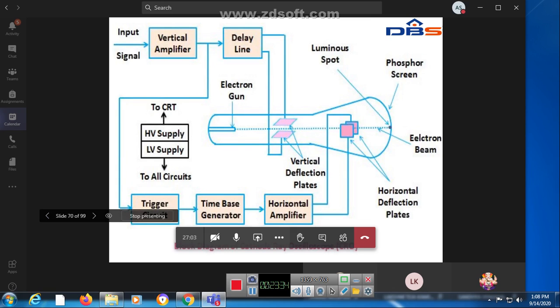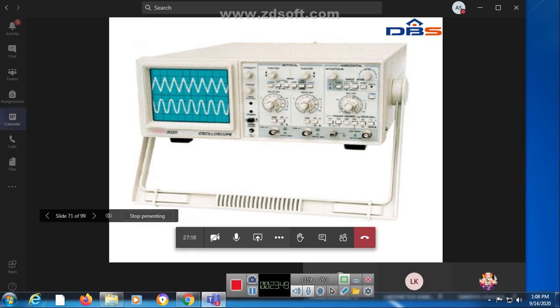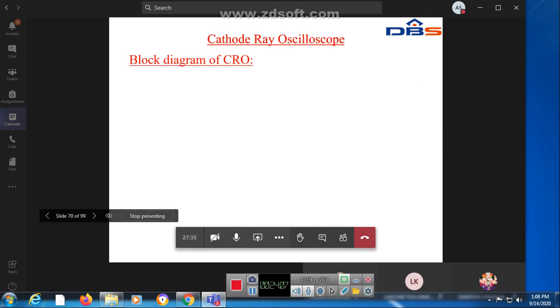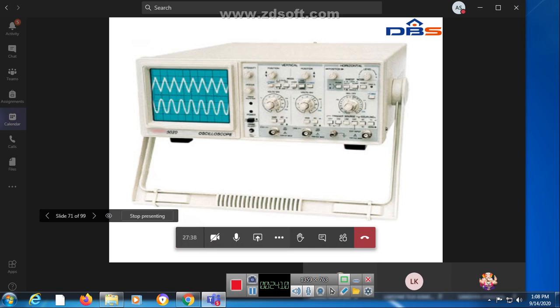Coming to it, the electron gun emits the electrons. Electrons are nothing but some amount of charge. Whenever they reach the vertical deflection plates, they move up and down, and at that time you get the signal on the vertical axis. When the signal comes to the horizontal deflection plates, it moves to and fro, producing the signal on the horizontal x axis. So vertical means y axis and horizontal means x axis.